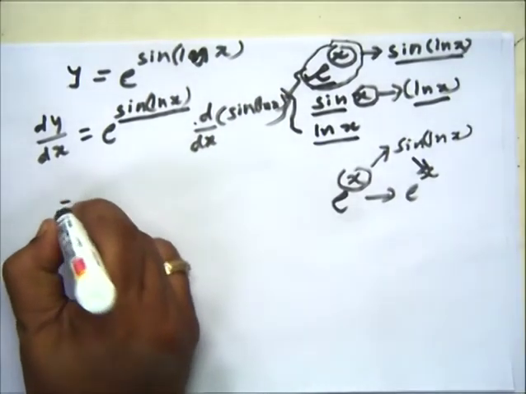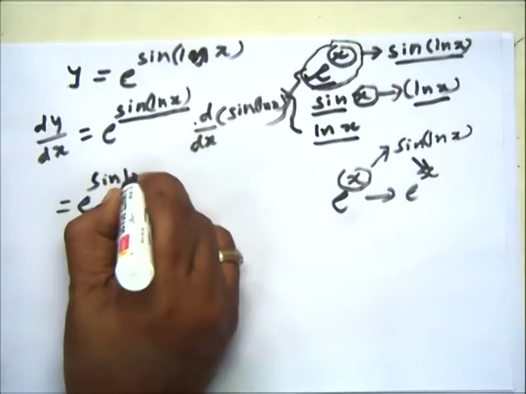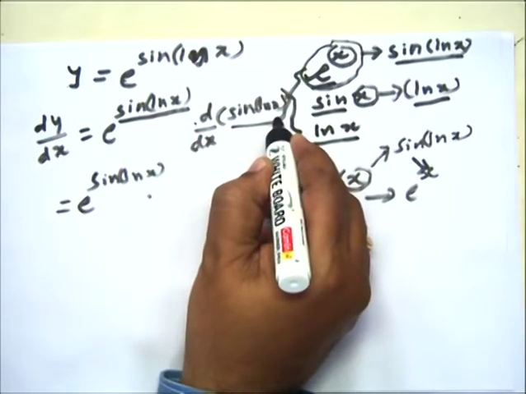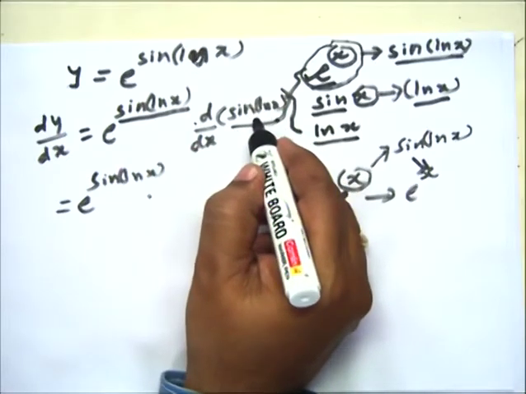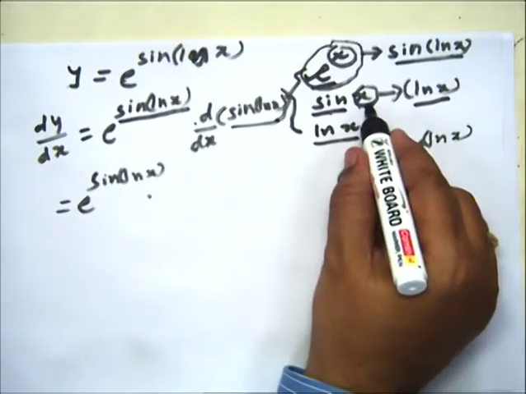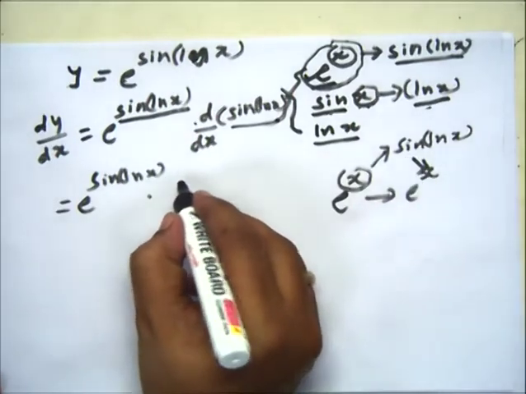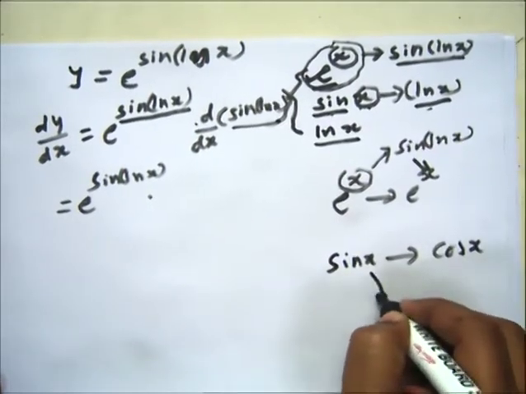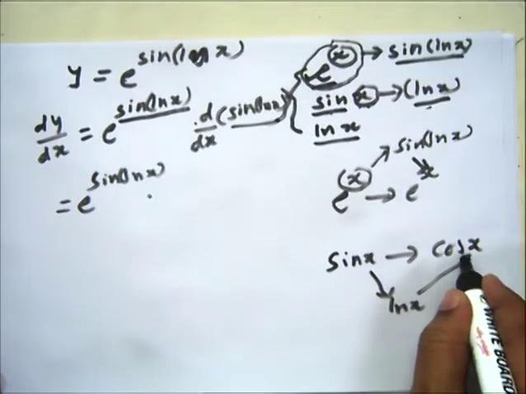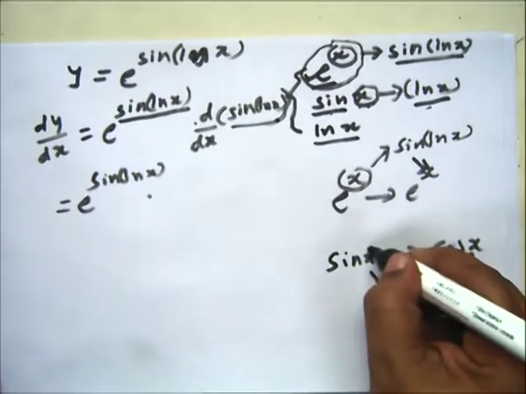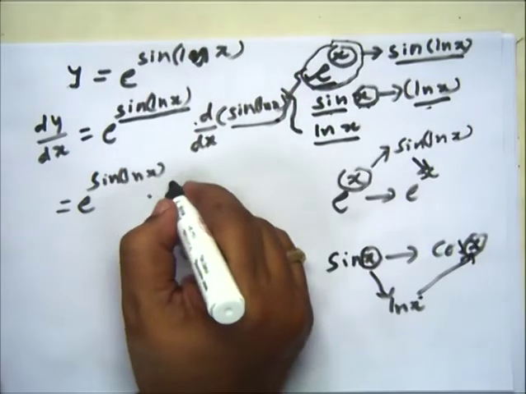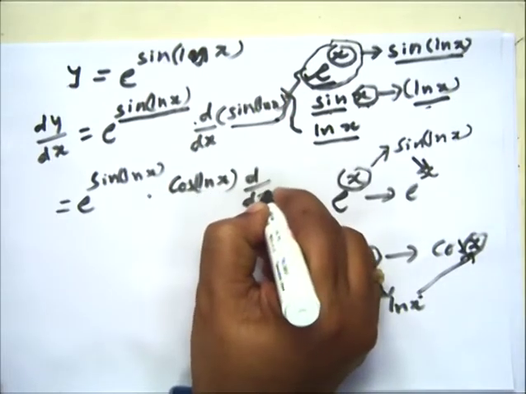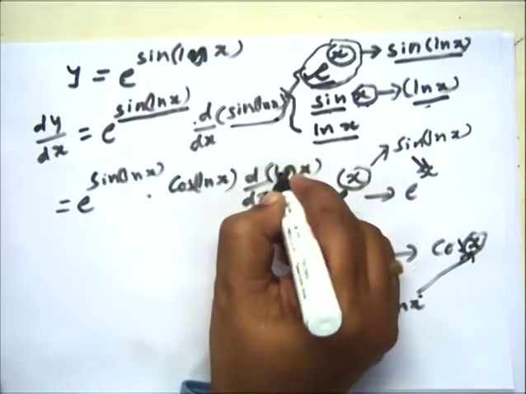Now, this is e raised to sine log x into derivative of this, and again we have to use chain rule. Now, the outside function is sine x and inside function is log x. So, derivative of sine x is cos x. In place of x, we have ln x or log x, so we replace x by log x, so it is cos log x. Again, we have to differentiate log x here and multiply by it.